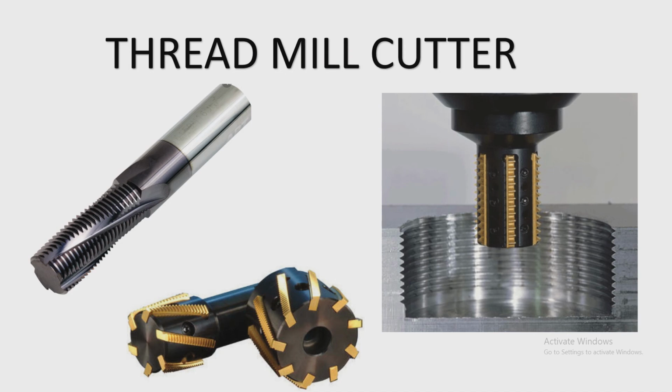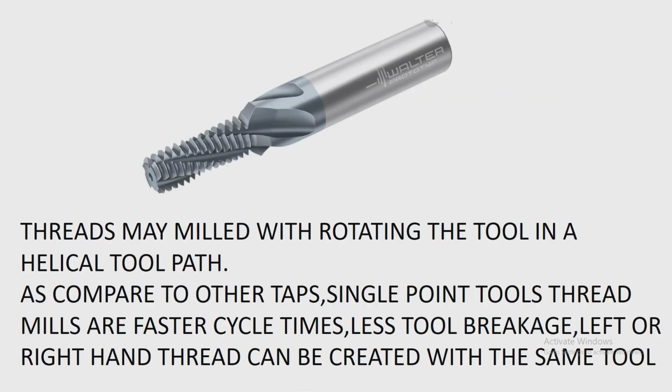Next is the thread mill cutter. Threads may be milled by rotating a tool in a helical toolpath. As compared to taps and single point tools, thread mills are faster in cycle time, thus having less tool breakage. Left or right hand threads can be created with the same tool.